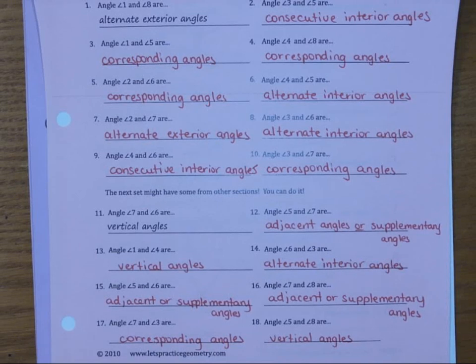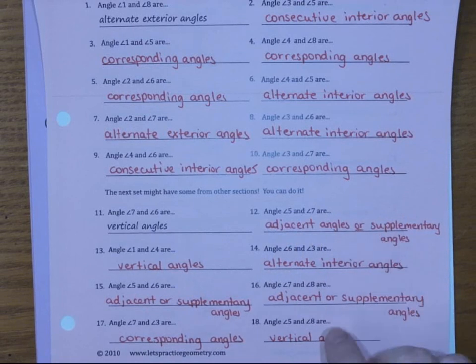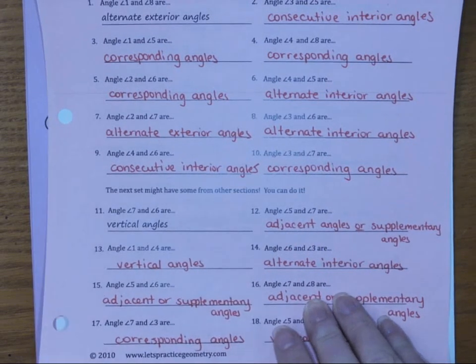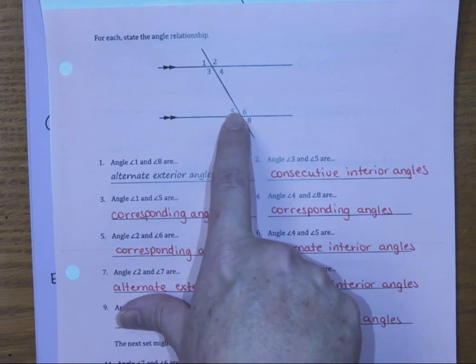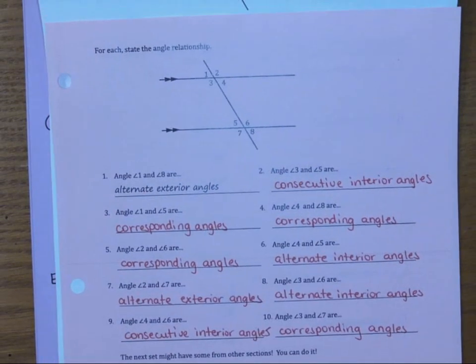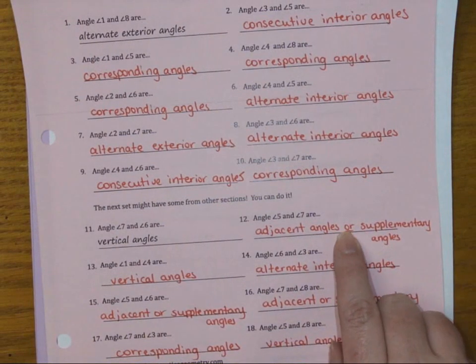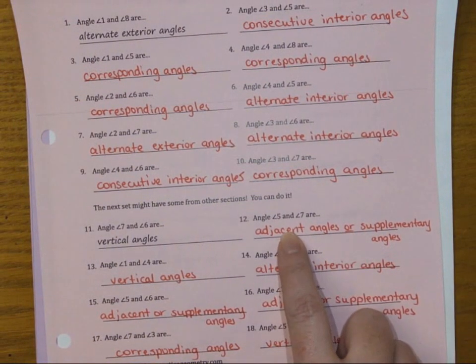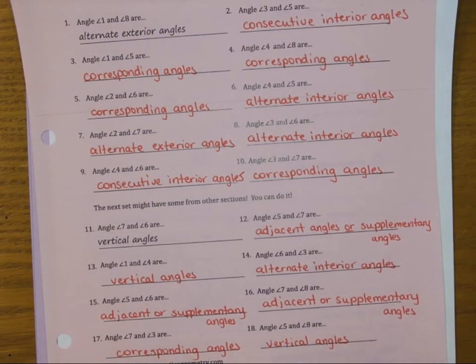Down here, let's look at number 12. I said those were adjacent angles because they are right next to each other, but they're also supplementary. Let me slide this down. 5 and 7 is what they're asking about. Notice these are just right next to each other and they form a line underneath them. So you could either say they were supplementary or adjacent. It's not that these actually mean the same thing. Adjacent just means next to, but in this case they're also supplementary as well. Both of those terms describe what those angles are.